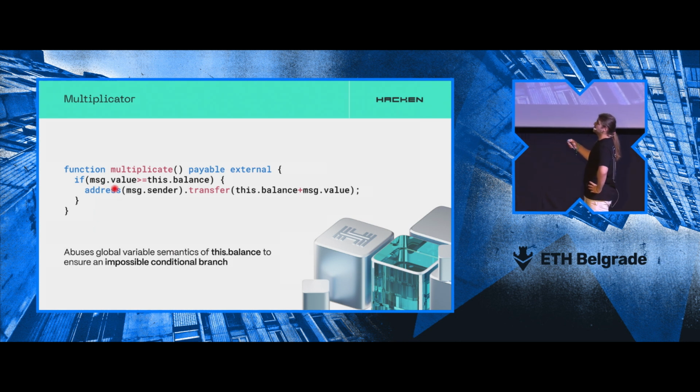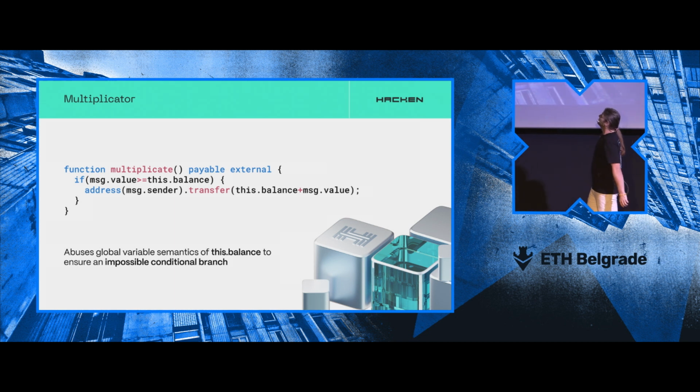If message.value, so however much you sent, is more than or equal to this.balance, so however much is on this contract, address message.sender, you, .transfer will receive this.balance plus message.value. However much was on the contract plus however much you sent. Do you guys see any problem? I mean, the PDF format sort of gives me away here, because I cannot have the nice animations.